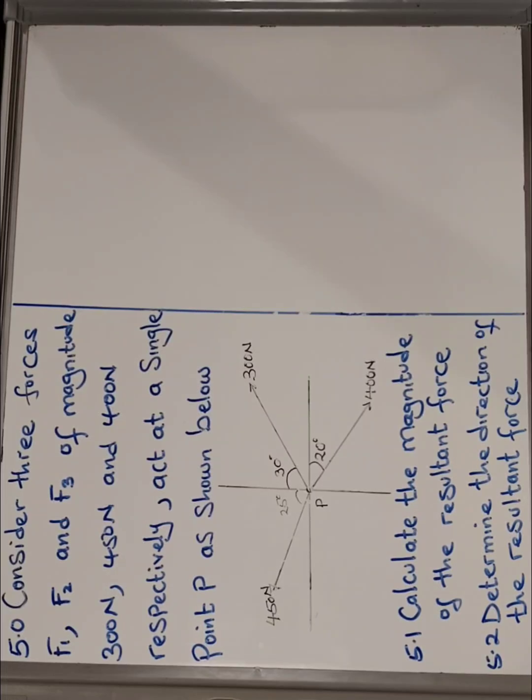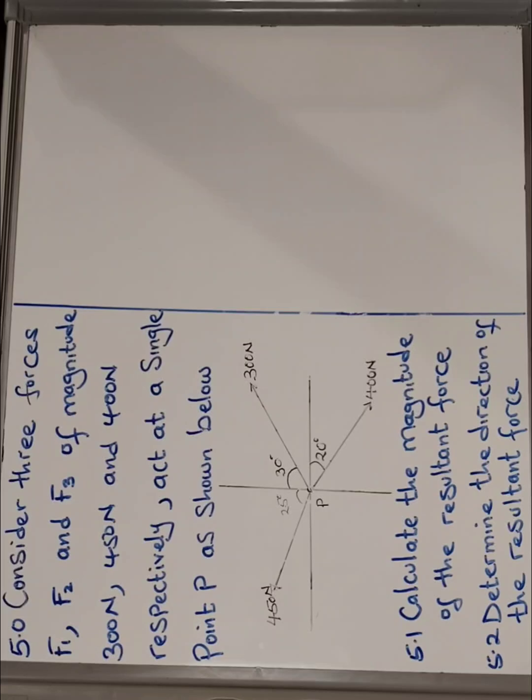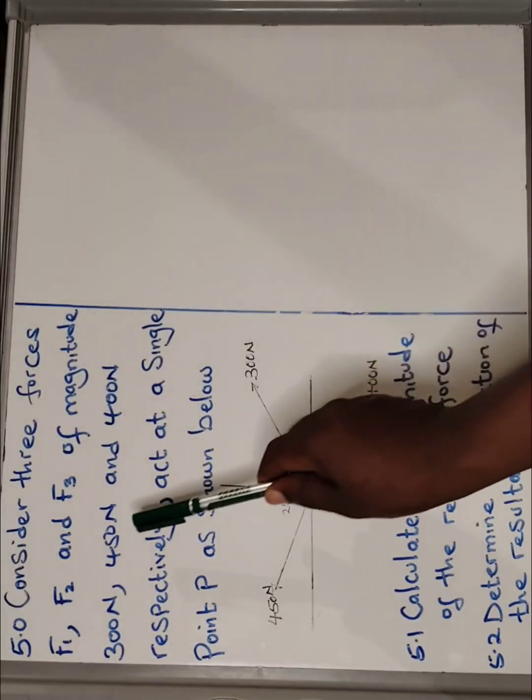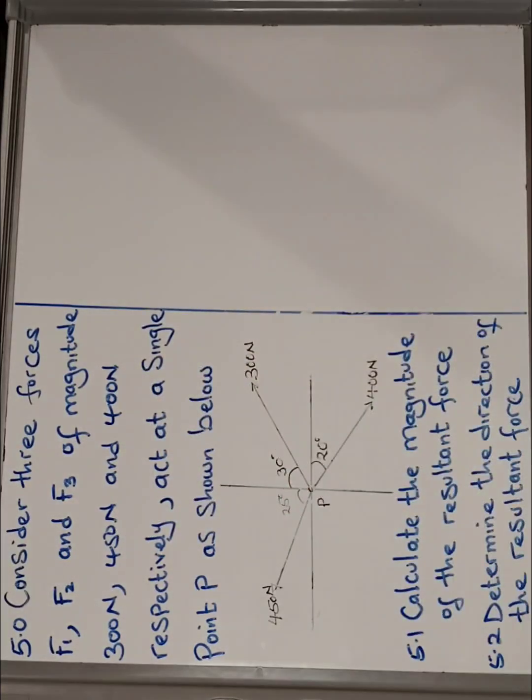Now we are looking at this question. It says, consider three forces, F1, F2, and F3 of magnitude 300 newtons, 450 newtons, and 400 newtons respectively, acting at a single point P as shown. Calculate the magnitude of the resultant force.